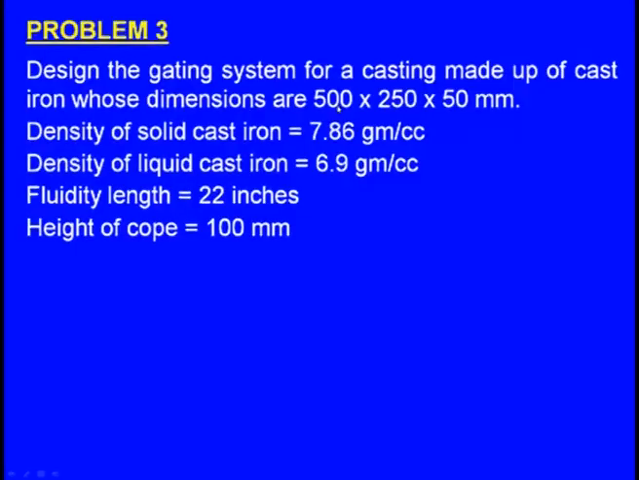Simple dimensions: the length is 500 mm, width is 250 mm and the thickness is 50 mm. How to design the gating system? Initially we have to design the choke. What is the diameter of the sprue at the choke we have to design?